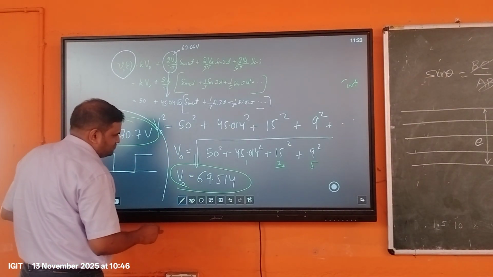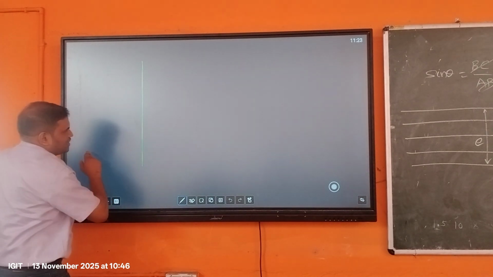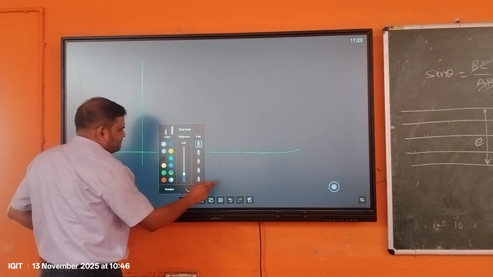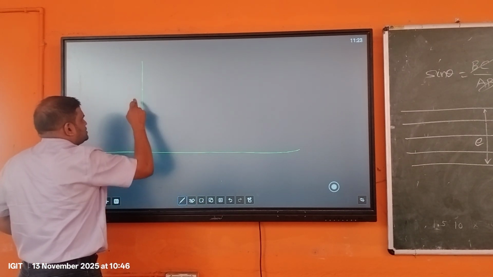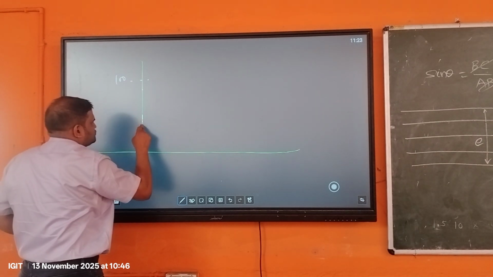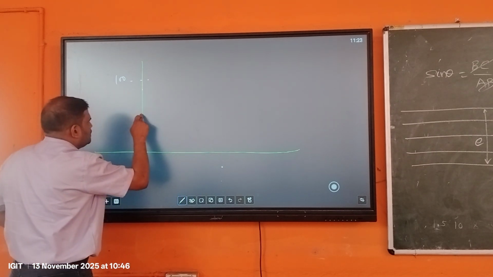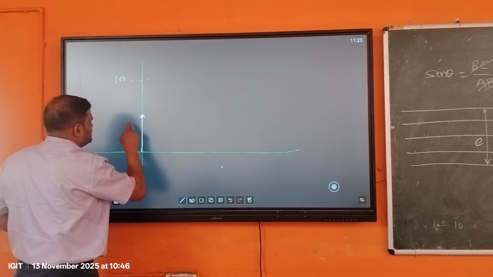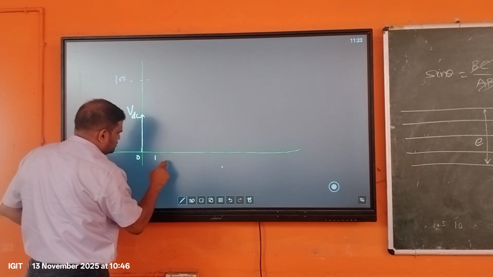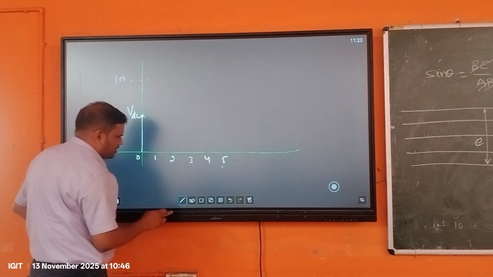Another thing is, what will be the frequency spectrum? The frequency spectrum is given by which harmonic components are present, and the DC output. So the fundamental is, suppose this is 100. The fundamental voltage available here is like this. This is the value of DC, VDC. And this is 0, 1, 2, 3, 4, 5. These are the different harmonics.